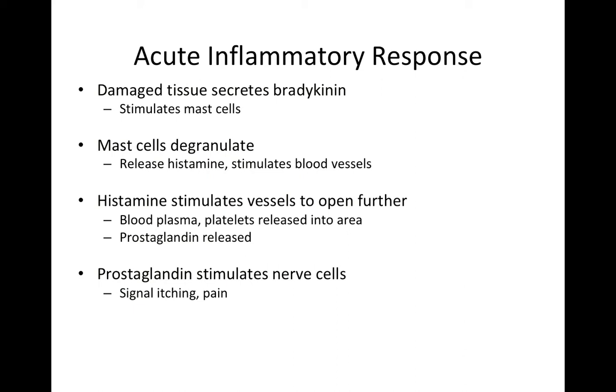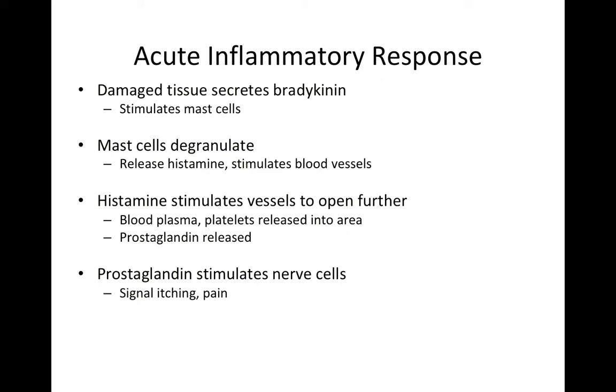So I'd like to point out there are 2 over-the-counter medicines that we can take that can inhibit steps of the acute inflammatory response. One is antihistamines. Antihistamines, of course, will reduce the function of histamine as a vasodilator.